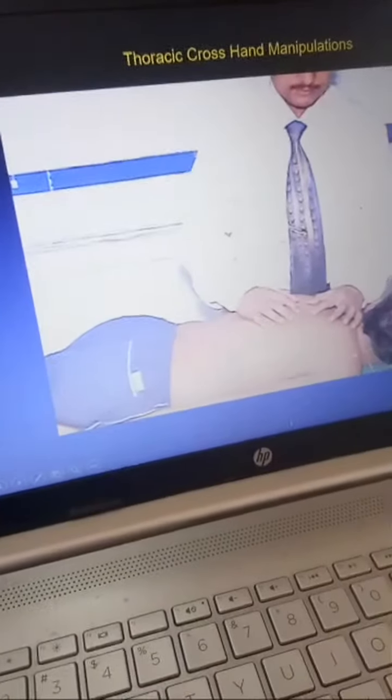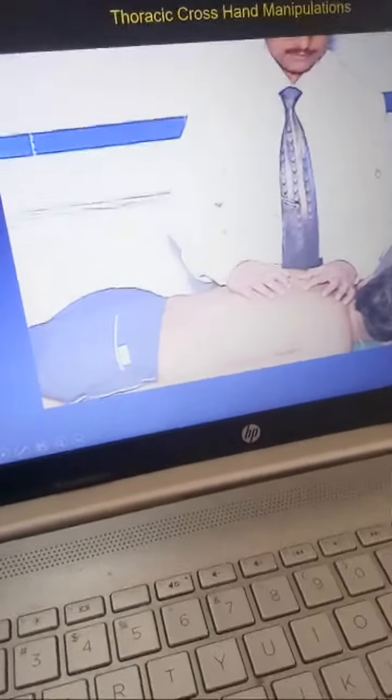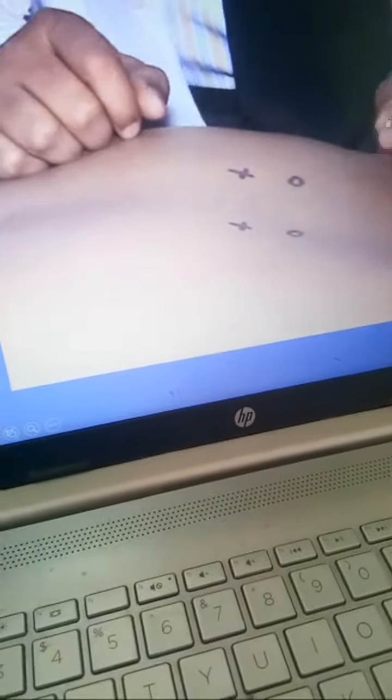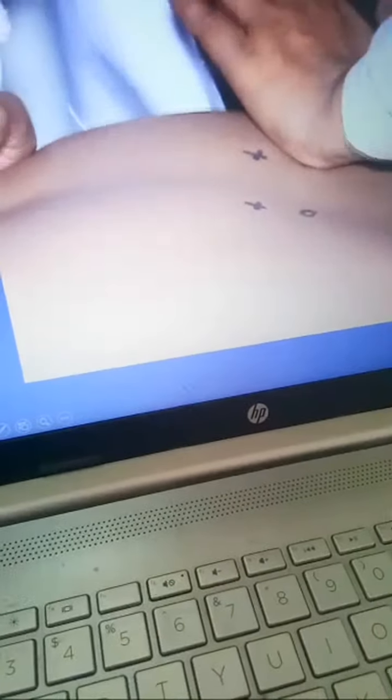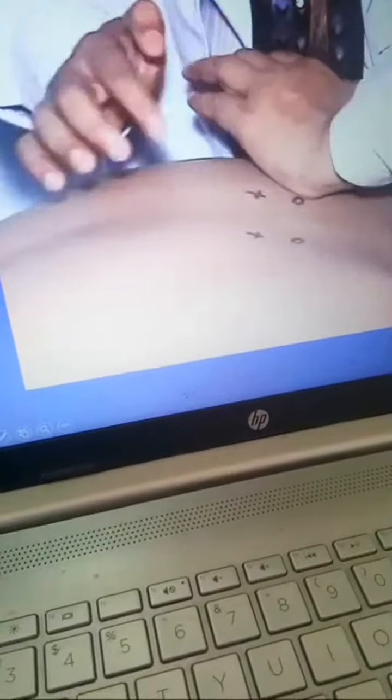Along with that, for cervical spine involvement, you can also go for thoracic spine manipulation, where you palpate the transverse processes and then apply the thrust over there. This is the crossed hand manipulation, and it is a very useful technique, but you should be skilled enough to apply it very effectively. I have this video on YouTube also.